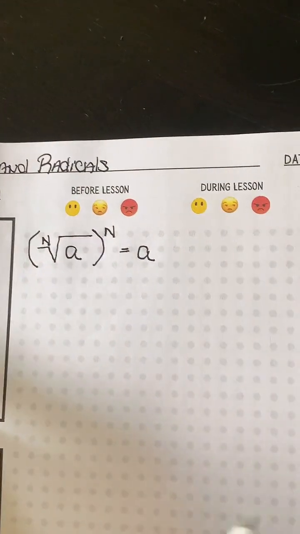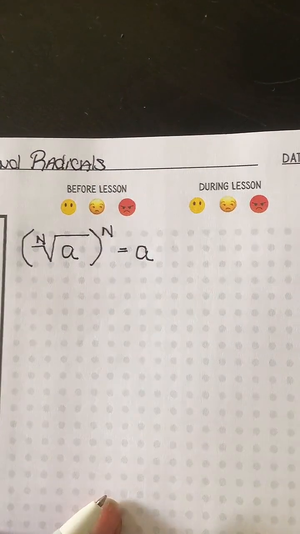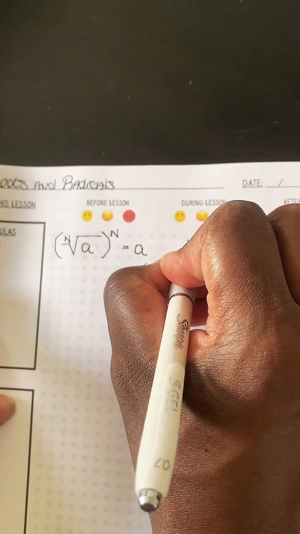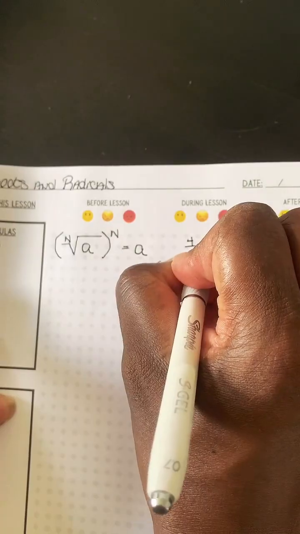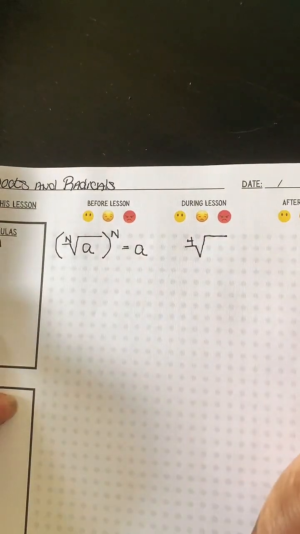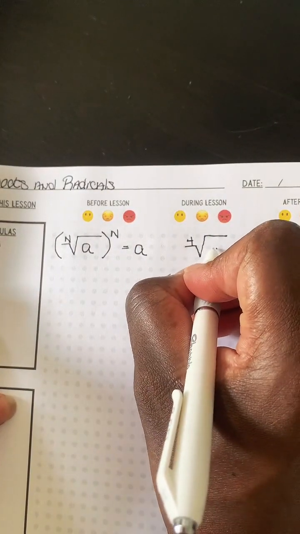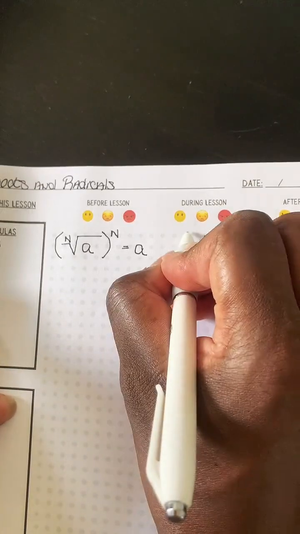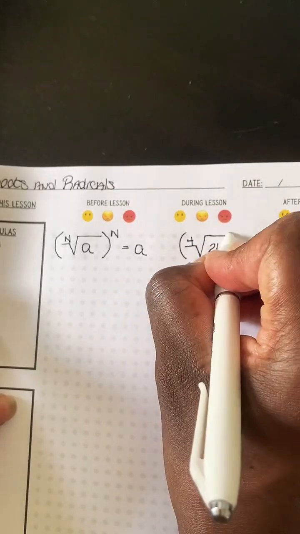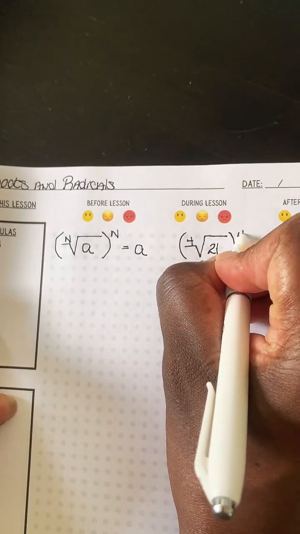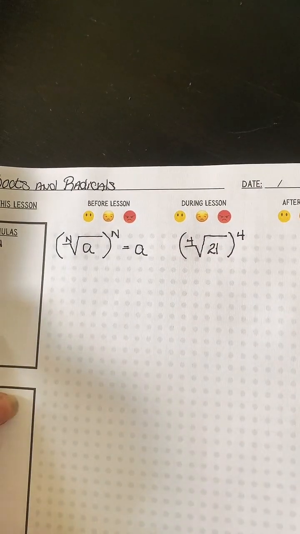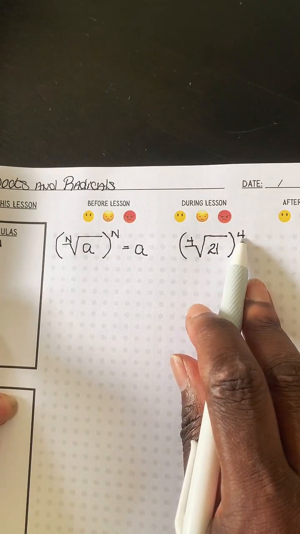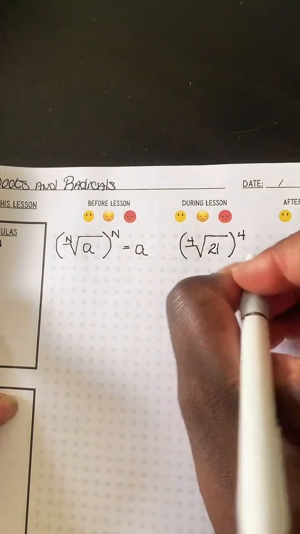Let me unzoom a lot. If I had, say, the fourth root, and you're wondering if that exists, yes, it does. If you have the fourth root of 21, and it's being raised to the fourth power, these are inverses of each other.